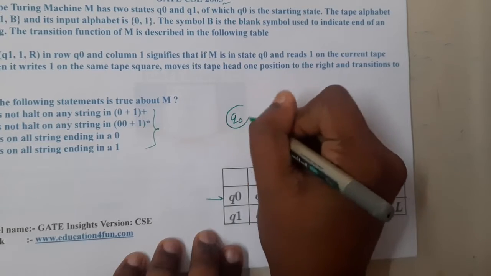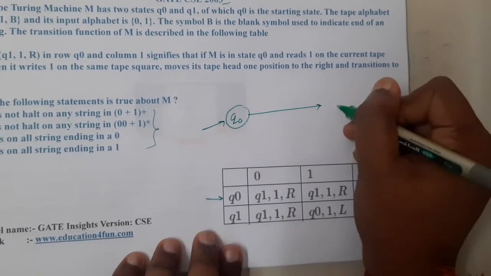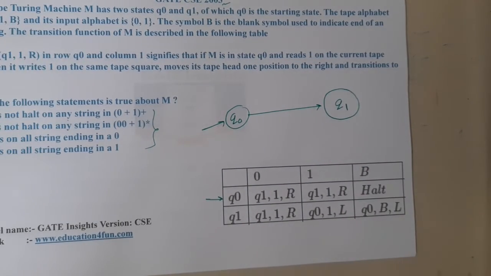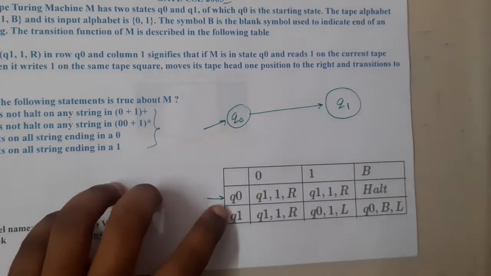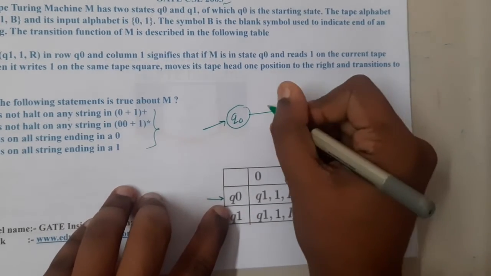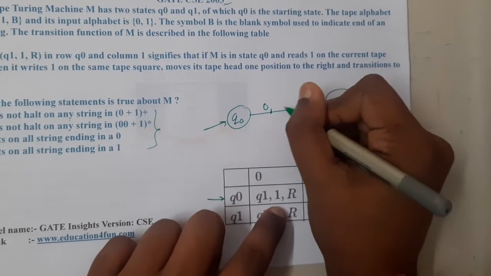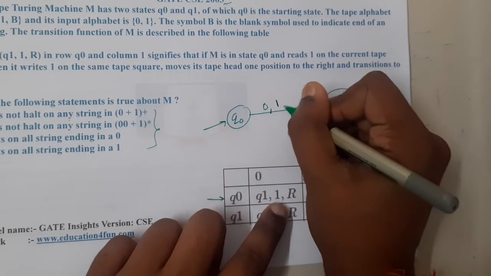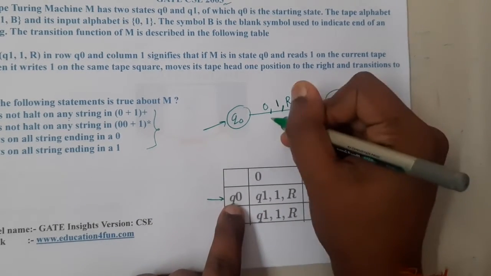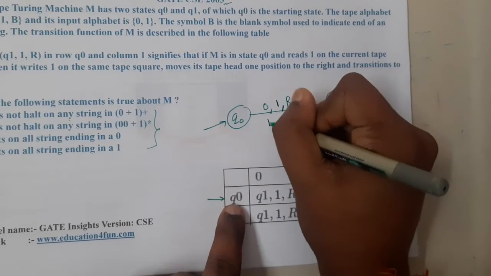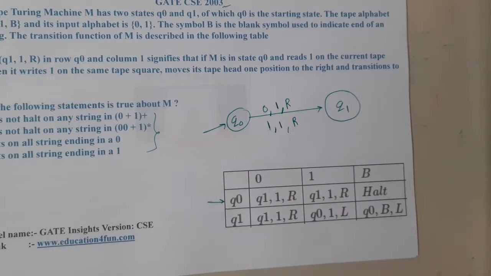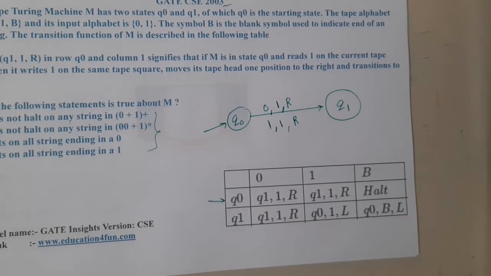So Q0 is our start state, and we are moving to Q1. When it comes to Q1 from Q0, if 0 is the input, we will go to Q1, and in place of 0 I will write 1 and move right. From Q0, if 1 is the input, I will go to Q1, in place of 1 I will write 1 only and move right. And if I get a blank, I am going to halt.